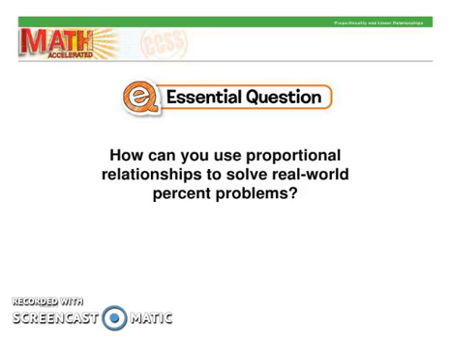Hi guys, today we're going to talk about markup and discount, and the essential question we're using is how can you use proportional relationships to solve real-world percent problems. So we're still working with percents and we're still working with proportions.